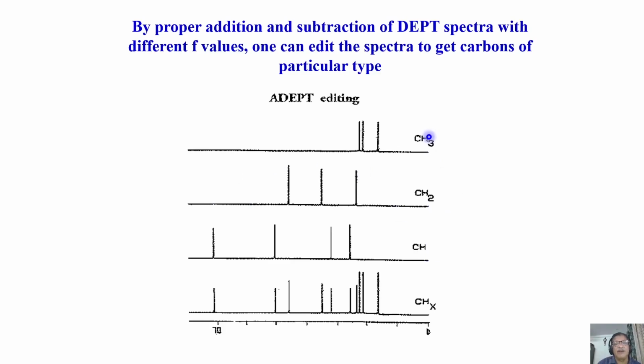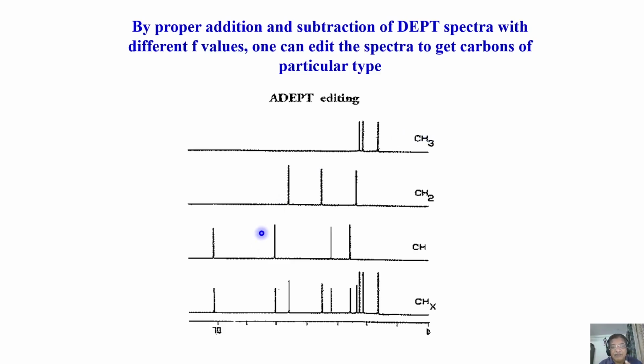This is a DEPT experiment. It is extremely useful to identify the carbons, assign the carbons, but at the same time, we are doing decoupling, so there is no coupling information. What is the advantage? You get more signal to noise ratio.